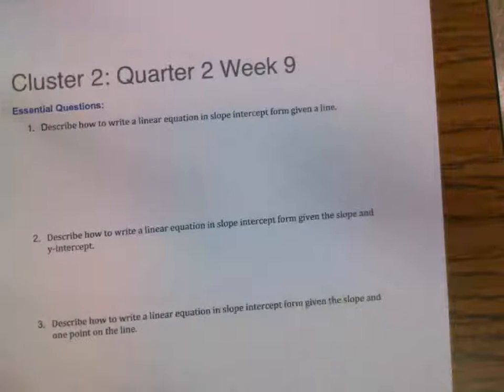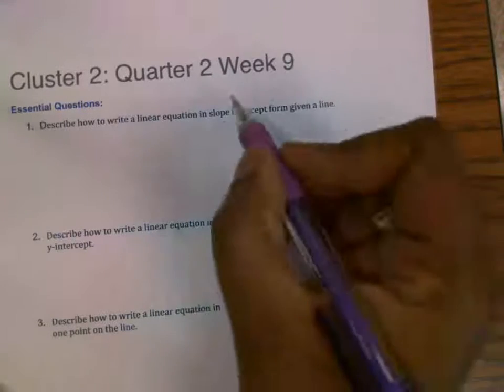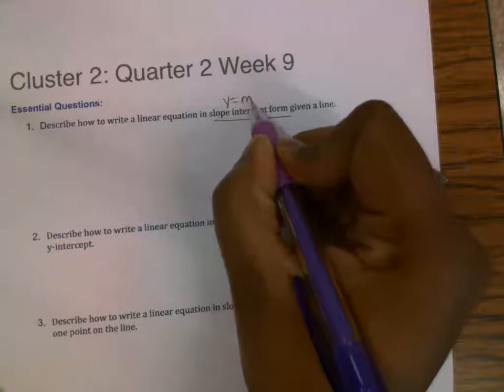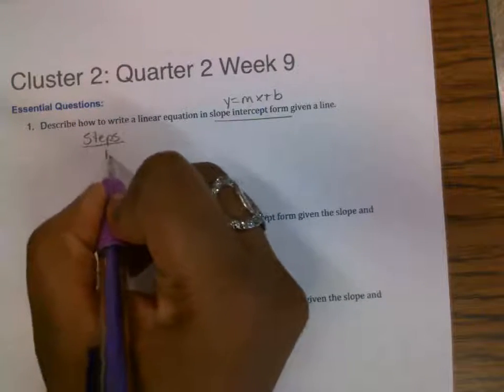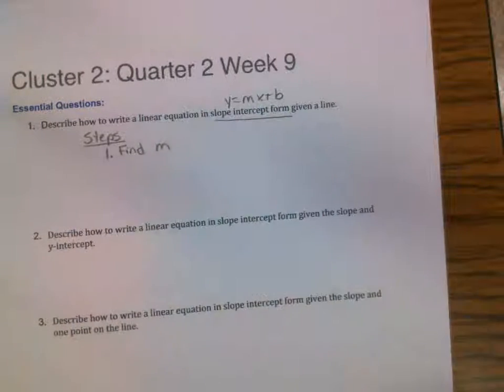All right. Okay, number 1. Number 1 says, describe how to write a linear equation in slope-intercept form. And again, guys, slope-intercept form is y equals mx plus b. That's slope-intercept form. Okay, so the steps for that, this is what they're asking for. The first thing that you do is you're going to find the slope, find m, which is the slope.